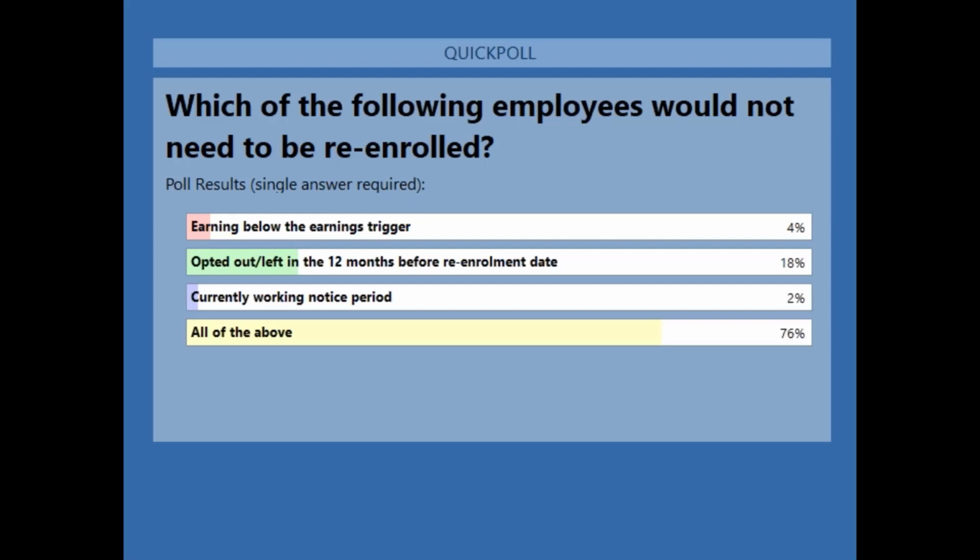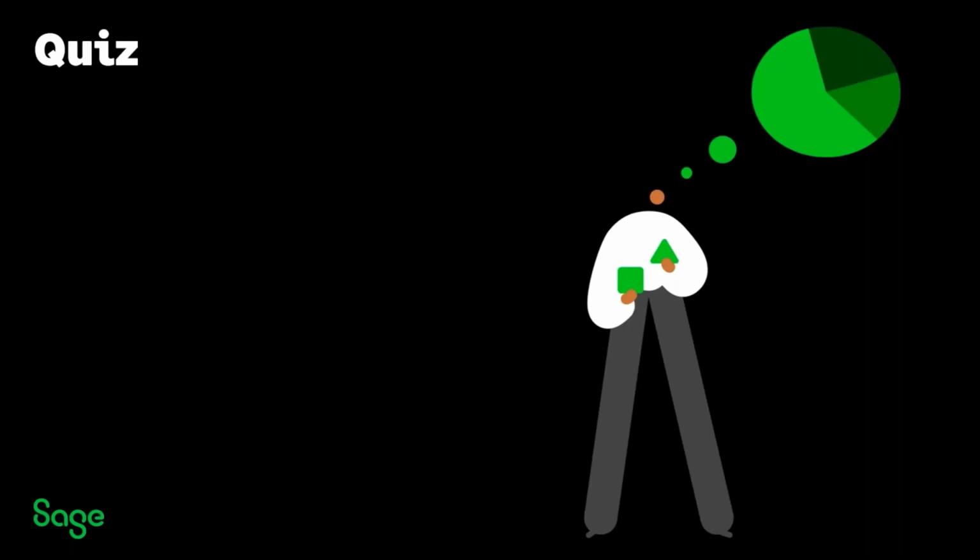If you've opted out or left in the 12 months before the re-enrolment date, you don't have to be put in. You can still put them back in, but they don't need to be put back into the pension scheme. And one of the individual exclusion reasons, if an employee is currently working their notice period, they do not need to be enrolled as well. So the correct answer there is all of the above, but partial credit to the rest of you actually, because all of those answers were correct. Good stuff. On to question 3.